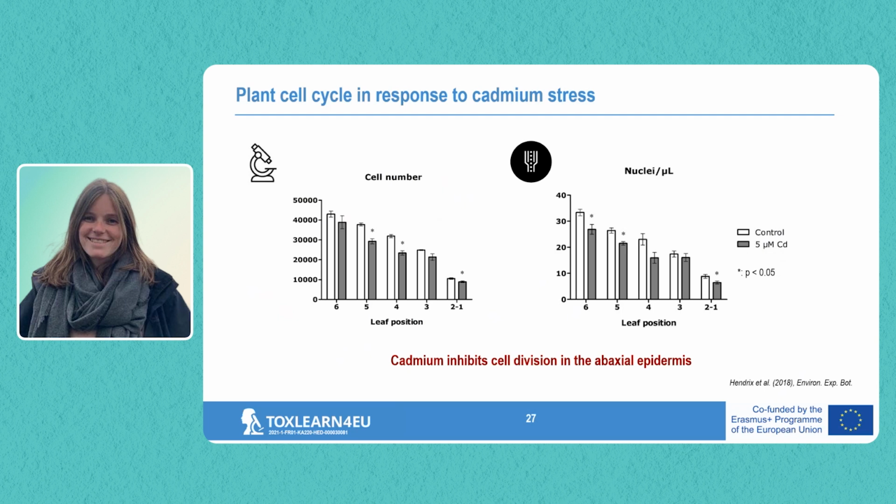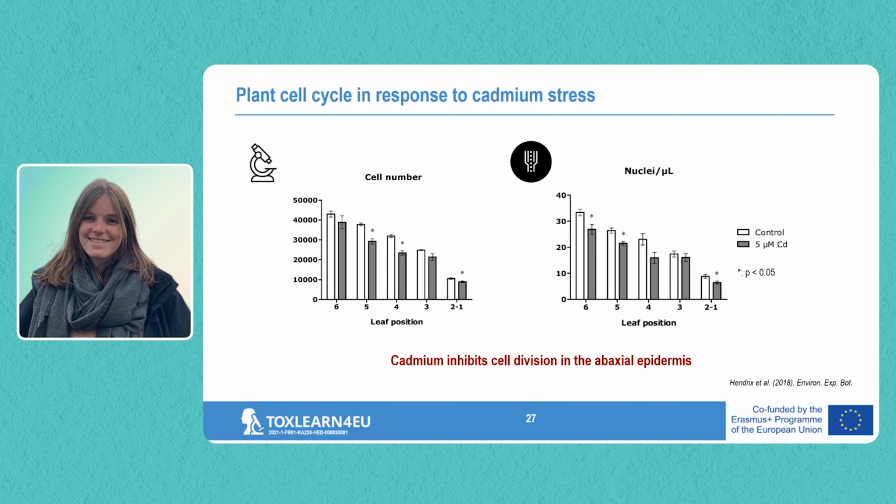Then another thing that I did is I looked at cell number. So this will tell us something about cell division because, of course, to have a higher cell number, cells need to divide. And here I could also see some significant effects, significant in some of the leaves, not in others, but again, a general downward trend.